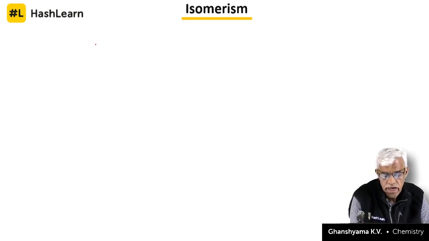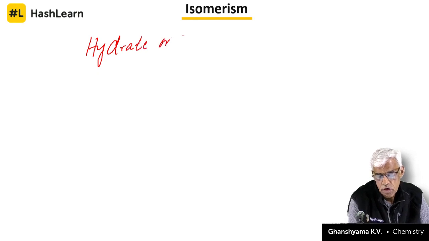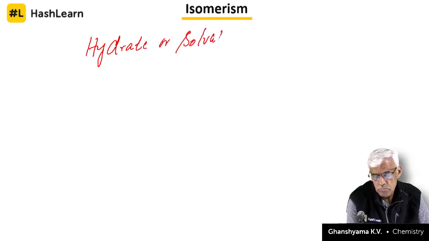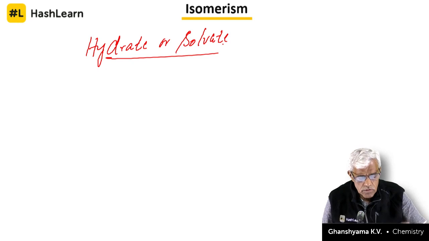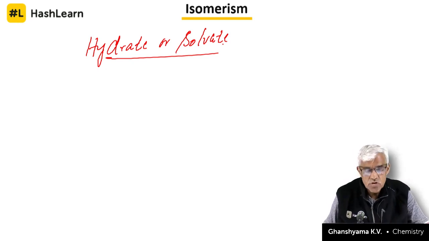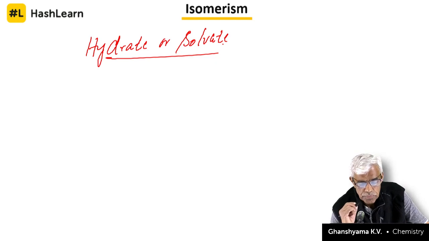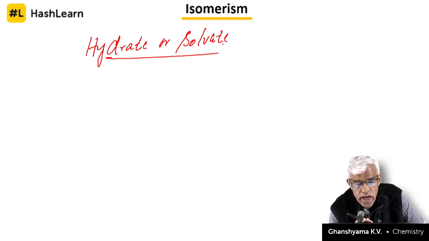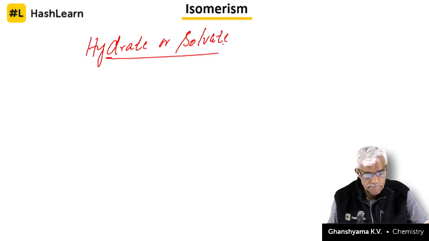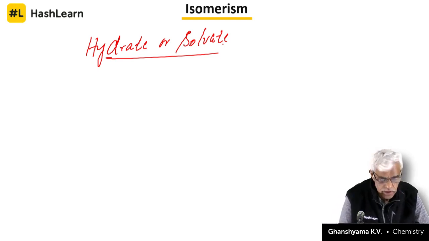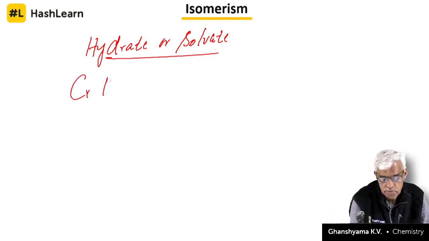The second one is hydrate isomerism or solvate isomerism. Here, different coordination compounds have the same molecular formula, but the number of water molecules present as the ligand and present along with the counter ion are different. I'll explain that, then only you will appreciate this type of isomerism.